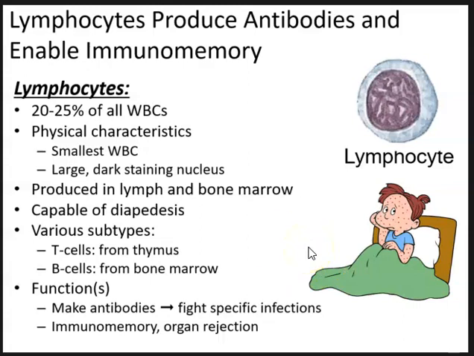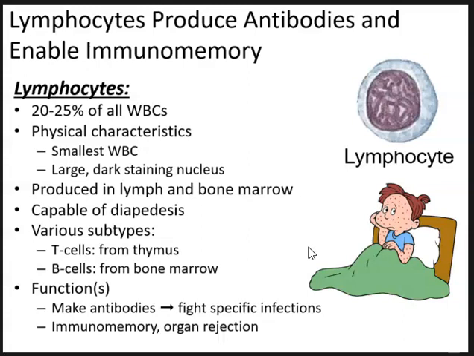We're not going to get into which specific cells have specific functions, but generally speaking, lymphocytes do make antibodies, and we know that antibodies can fight off specific infections, specific antigens. Lymphocytes also have immunomemory, meaning if you were infected with a specific pathogen in the past and then are reinfected, lymphocytes have memories to help fight off any subsequent infections with that same pathogen. So lymphocytes are responsible for making antibodies to fight specific infections.